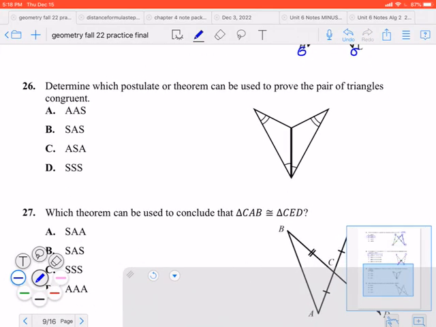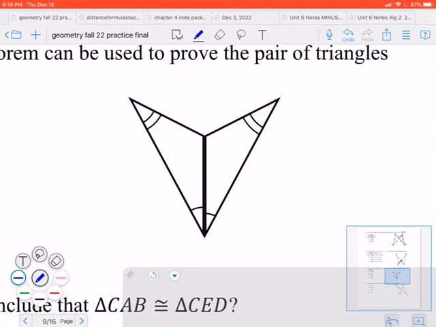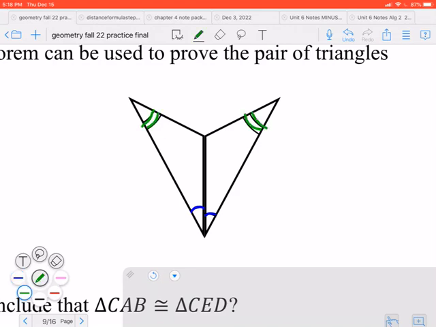Determine which postulate or theorem can be used to prove the pair of triangles congruent. All right, we've kind of got to do the same thing here. How can we say these are congruent? We've got one angle there. We've got 2 slash marks, so those 2 green angles are congruent. And then I'm noticing that each triangle shares that side. It's a side of the left triangle, and it's a side of the right triangle.